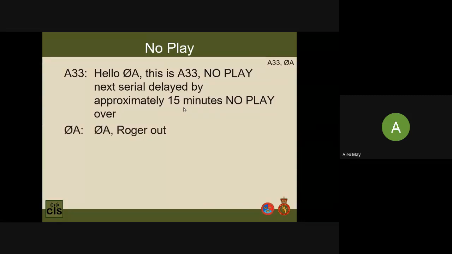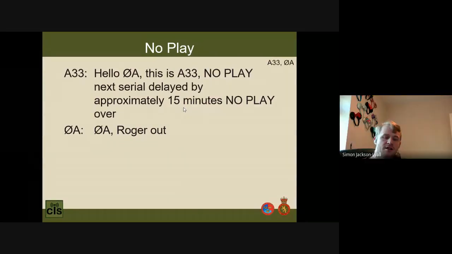Zero Alpha. Roger, out. So this is an example of a no play. It's not part of the exercise. A message that isn't a first aid incident. I think most people think no play is if someone's been injured or something like that. And although that is an example of a no play, this is an example of a no play too, because for whatever reason, the next serial on the MEL has been delayed, so it's not part of the exercise.